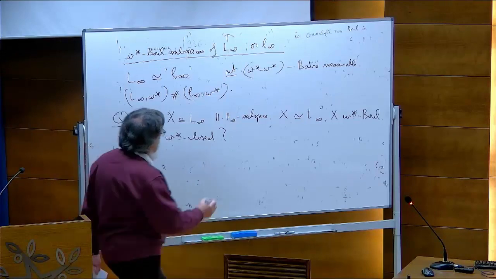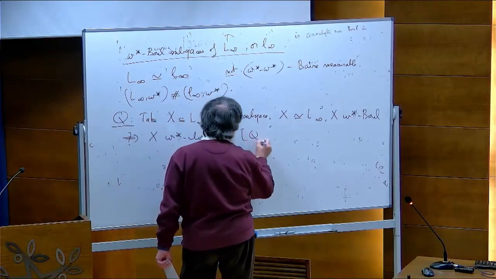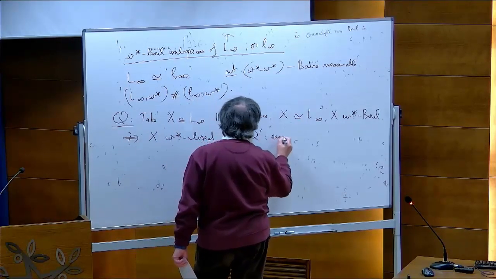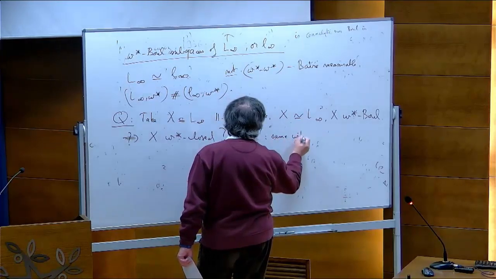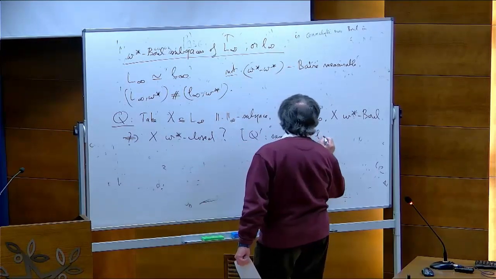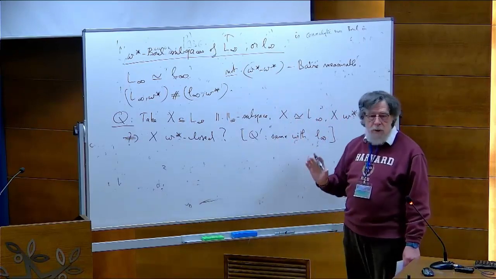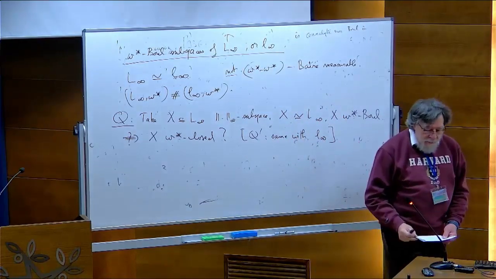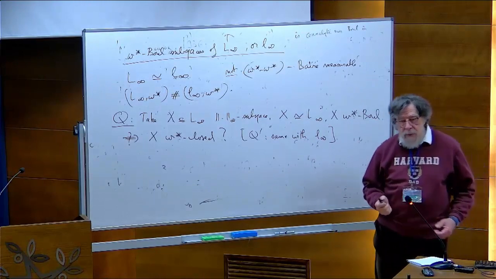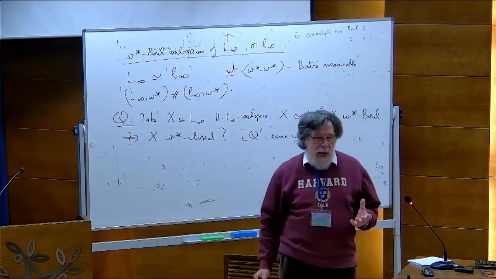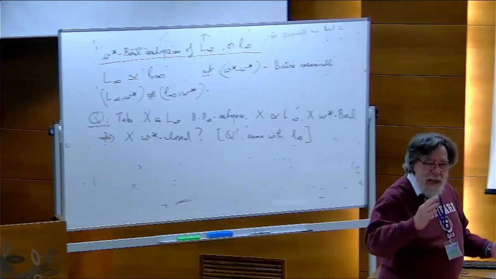And question prime, same with little ℓ∞ instead of capital L∞. As I said before, these are two different questions. Okay, I don't know. And it would be, if you like, one example of a Baire dichotomy.